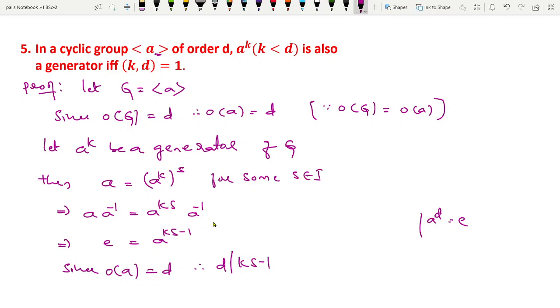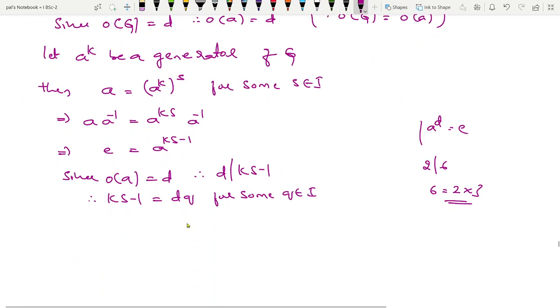d divides ks minus 1 is like saying 2 divides 6, where 6 can be written as a multiple of 2. So if d divides ks minus 1, then ks minus 1 can be expressed as a multiple of d. Therefore ks minus 1 is equal to d into some q, for some q belonging to I, an integer. So ks minus dq is equal to 1.